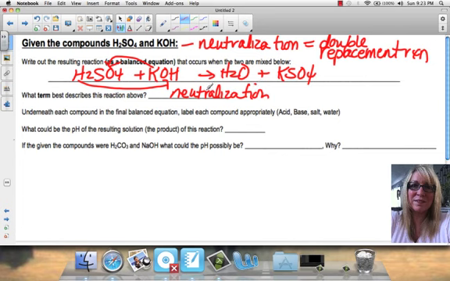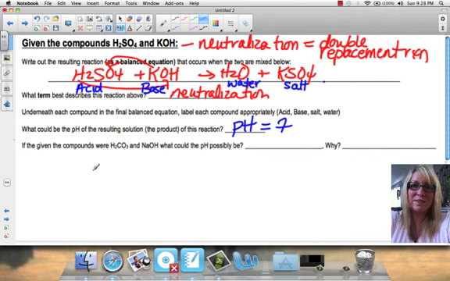Underneath each compound in the finally balanced equation, write acid, base, salt, and water. So this is an acid, this is the base, this is water, and this is a salt. And the pH of this would be neutral because a salt is produced, so pH is 7.